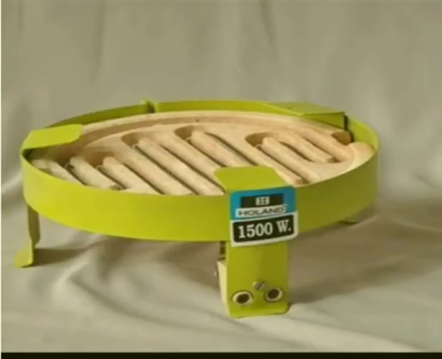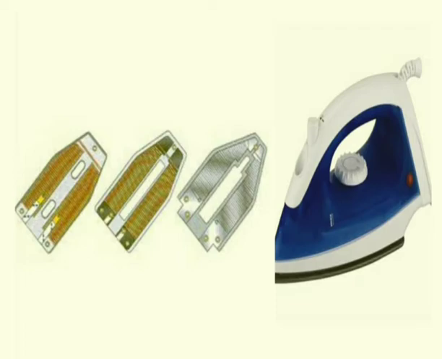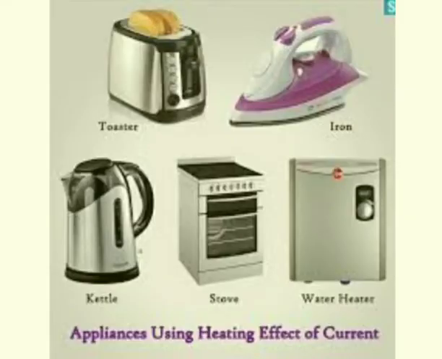An electric heater is a very common electrical appliance which we use in our home for cooking. It contains a coil of wire called an element. When current passes through the element, it becomes red hot and gives off heat. There are many other appliances like electric iron, electric heater, toaster, kettle, water heater. They all work on the same principle based on the heating effect of electricity.